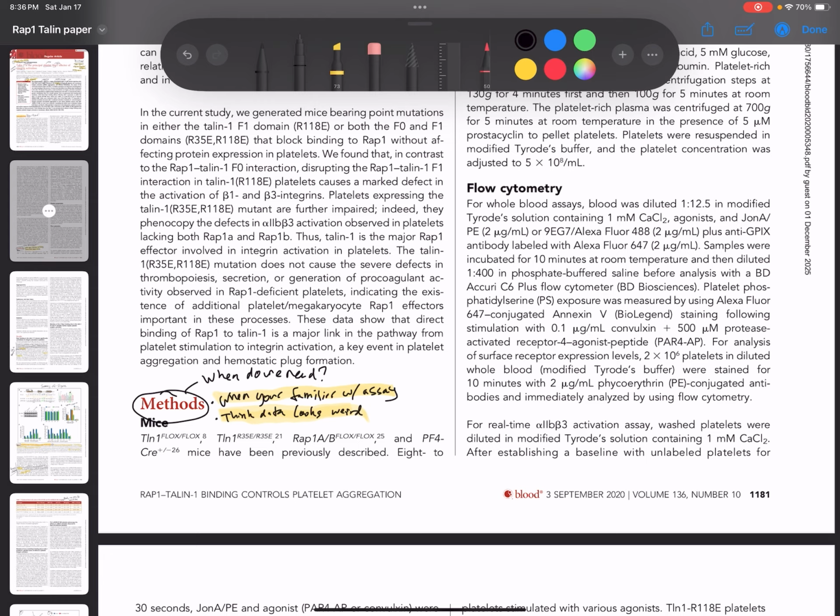If you're also curious as to maybe where they get mice or a model animal, again, that's where you're going to find that all in here. So I don't usually have to read the methods. But when you're just starting out, I would say read the methods later, or if you really need it for context.